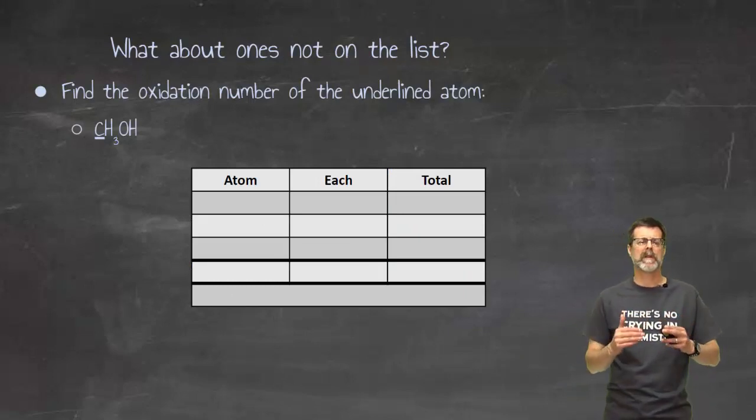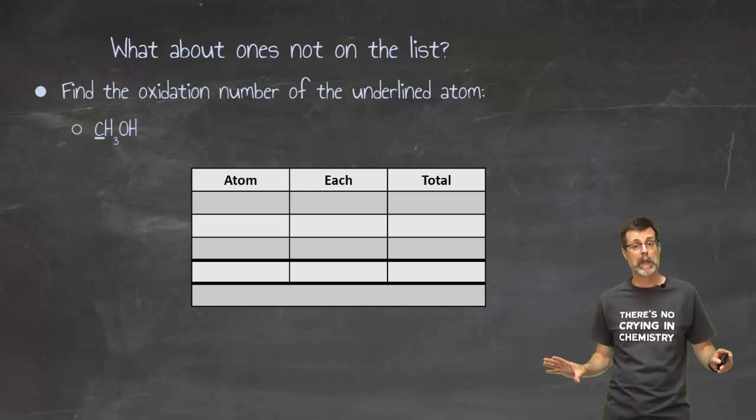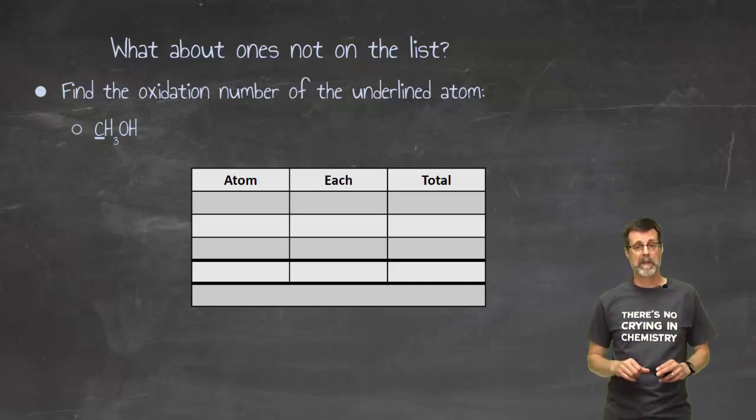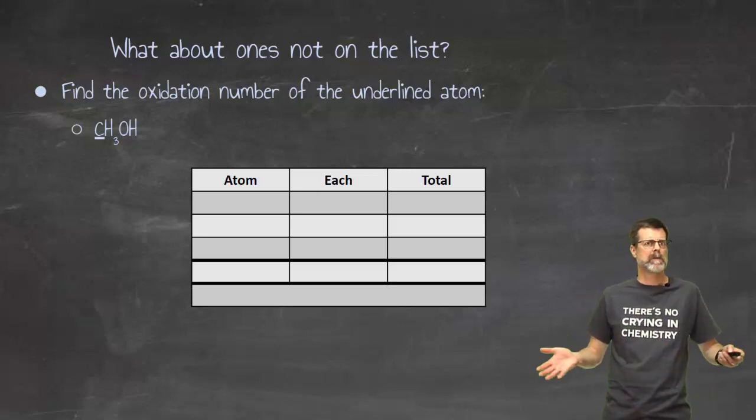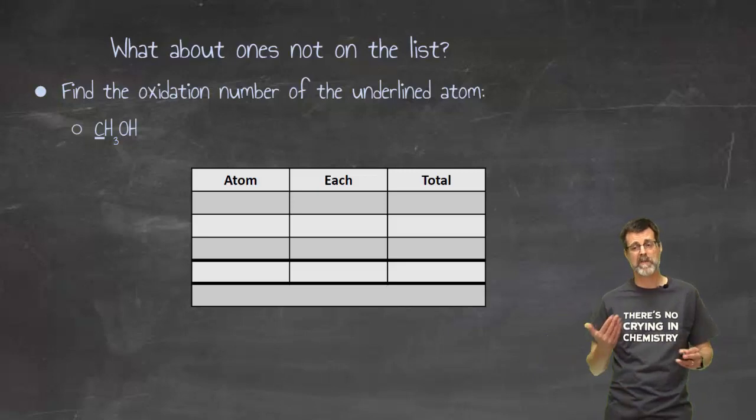Well, one of the things is to use that information to figure out ones that aren't on that list, because the periodic table is pretty large and this only covered a few of them. So if, for example, I gave you this, well, there's carbon, hydrogen, oxygen. I know something about hydrogen, I know something about oxygen. I don't know anything about carbon, so I use that.